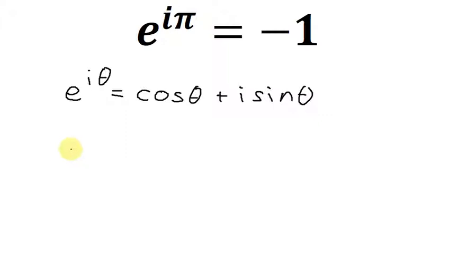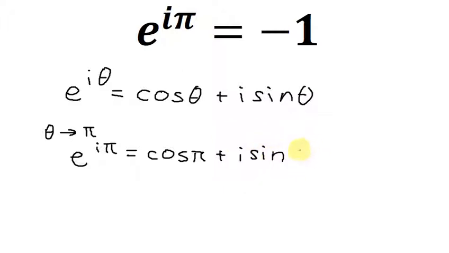What does this mean? If we use pi instead of theta, theta is going to be pi. Then the formula is e to the i pi equals cosine pi plus i sine pi. Cosine pi is -1, and since sine pi is 0, i times 0 is 0, so it is -1.